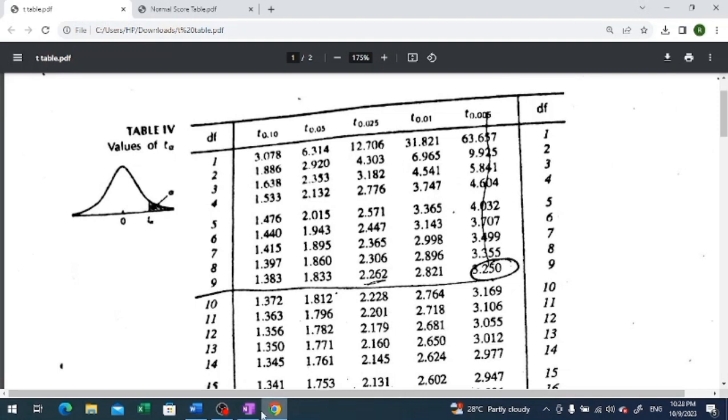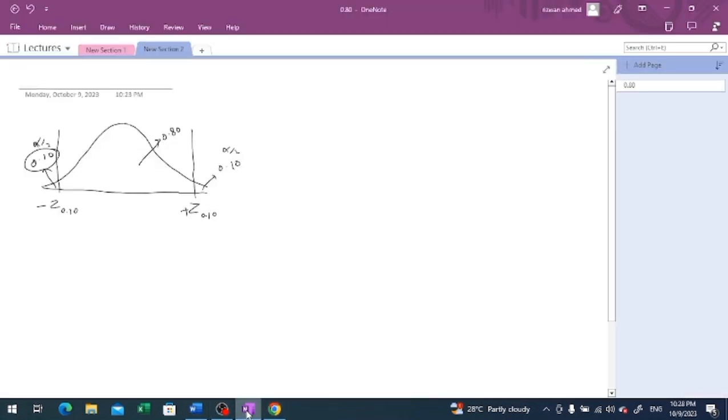Now, if we go to the assumption that I have written on the previous page, or the conditions under which we use t distribution: n is less than 30, sigma is unknown, and data are approximately normal.